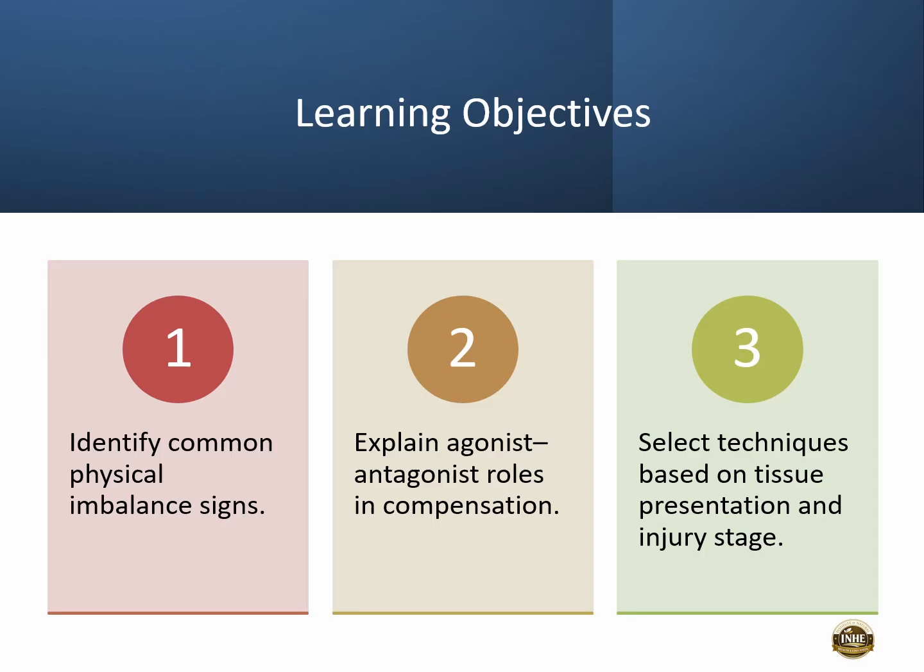By the end of this chapter, you should be able to identify common signs of physical imbalance, explain the relationship between agonist and antagonist muscle dysfunction, and select appropriate massage therapy techniques based on tissue condition and injury stage. The goal is not simply to memorize muscles or techniques, but to begin thinking clinically and functionally.